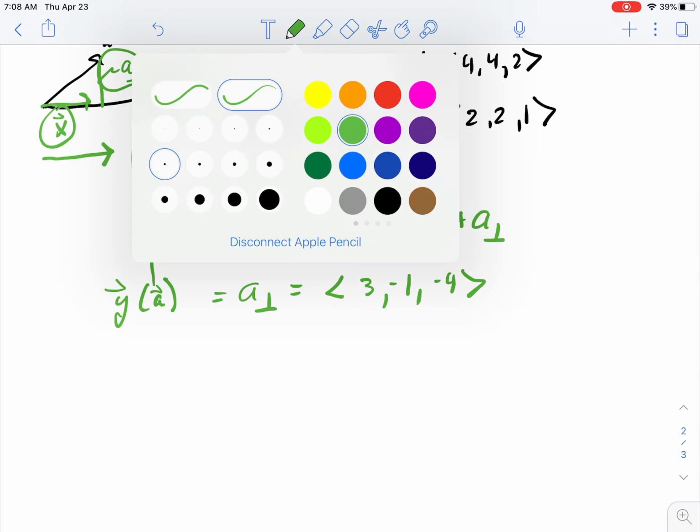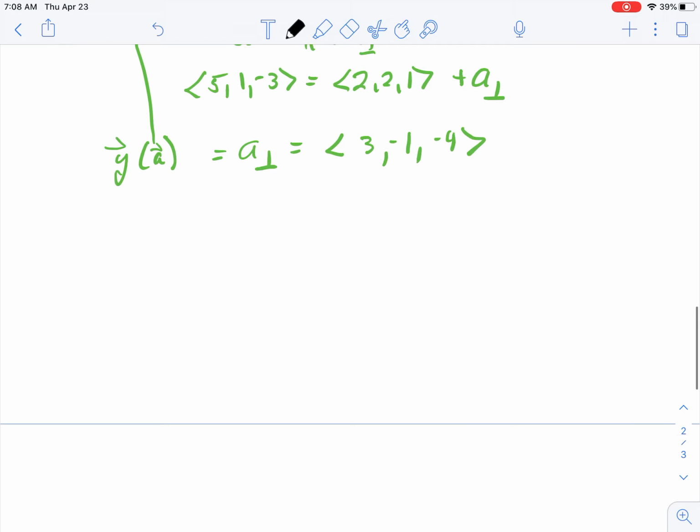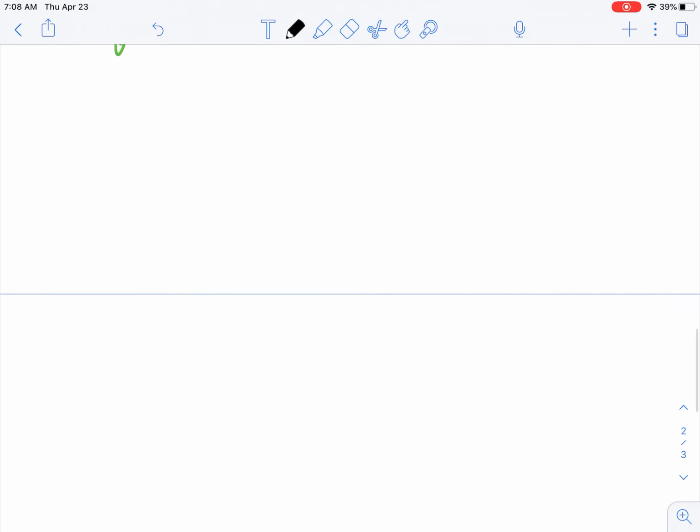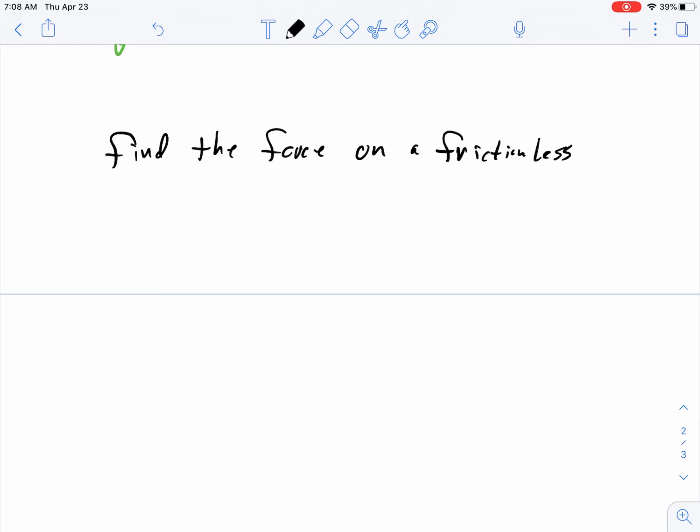All right, one last thing I just want to talk about, relating it to some other things you might see, especially in physics. Let's do this as a scenario: find the force on a frictionless incline.